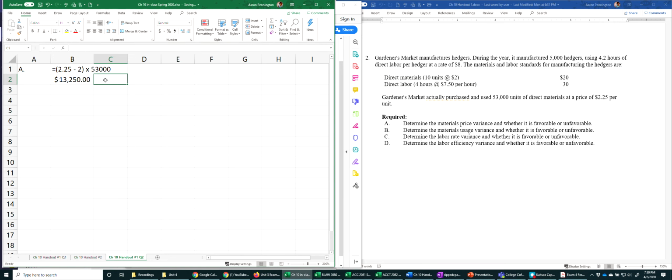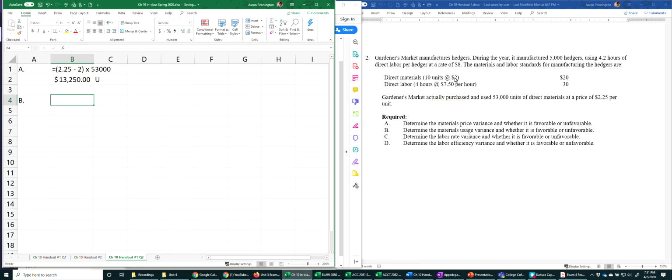So this shows as positive, and if we go in the order that the formula gives us, positive means it's an unfavorable variance of 13,250. All right. So that's part A. And you could have predicted that before because you see the actual direct materials price of $2.25 and the standard was 2. So at a minimum, before you even compute anything, you should know that that variance is going to be unfavorable, right? Because you paid 25 cents more per unit.